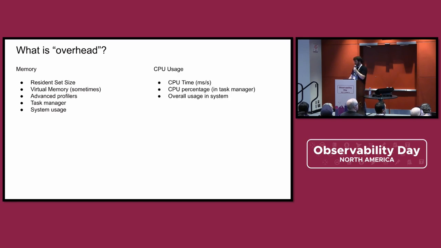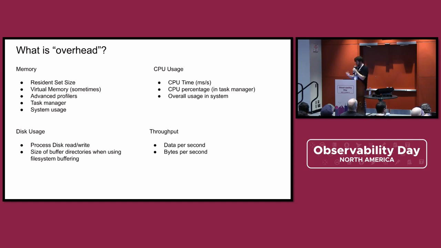CPU usage is a little bit easier because you can measure the CPU time of the process, and that's a little bit easier to get a more solid answer on. Disk usage is important, especially if you are configuring your agent, which is something I recommend, to buffer data on disk so that you don't lose it in tragic scenarios like network outages. And all of these things will be measured against throughput, which depending on the type of signal, it might make more sense to talk about data point count, or it might make more sense to talk about bytes per second.